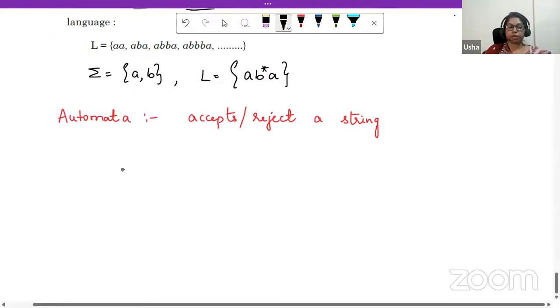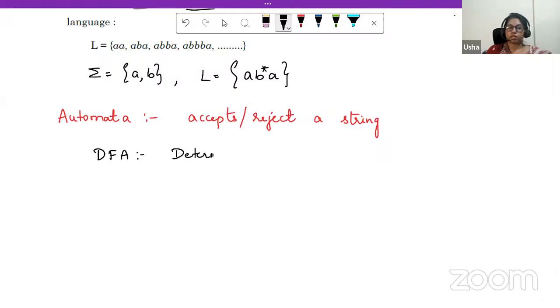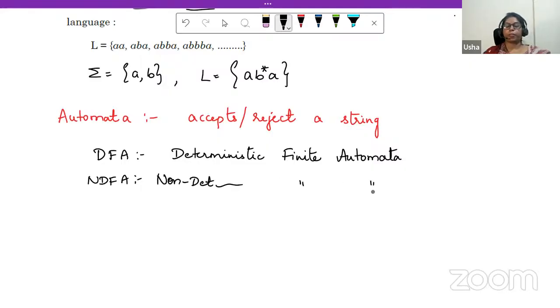One is deterministic finite automata, DFA, which is deterministic finite automata. And then you have NDFA or NFA, which is non-deterministic finite automata. Okay. So in deterministic finite automata, at every given state, for each and every possible input, there is a way available, and it is not ambiguous. So that is deterministic finite automata.